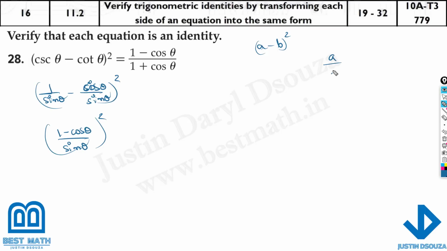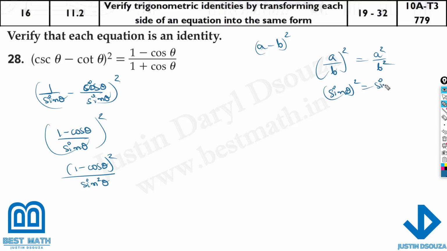See now, a by b the whole square. What happens? a squared by b squared, right? Same thing. I'll just split the square. It'll be 1 minus cosine theta, the whole squared, by sine squared theta. Why? Because this denominator also has power 2. Whenever we write sine theta the whole power 2, it is equal to sine squared theta. We just write it over here for the sine.